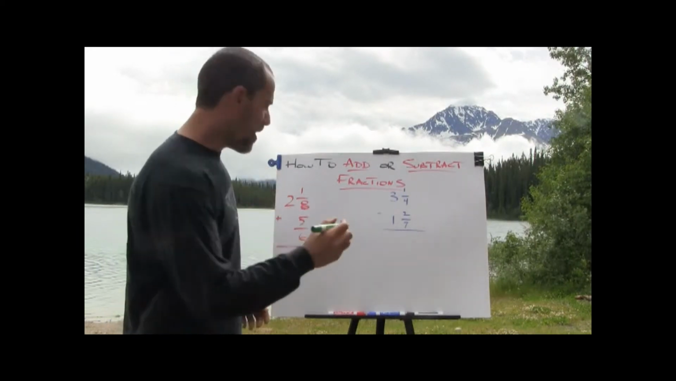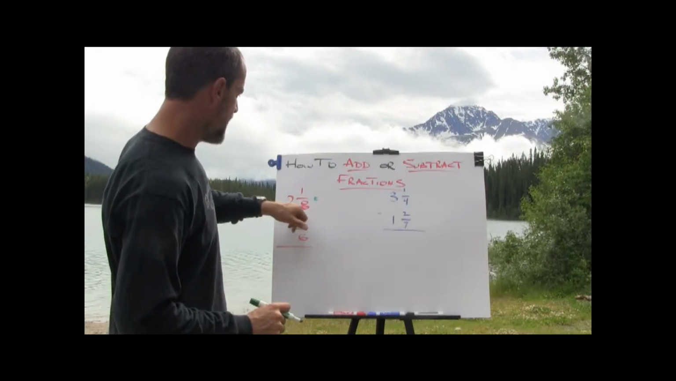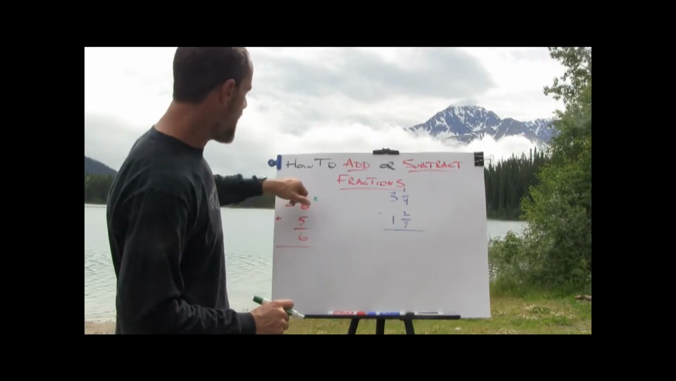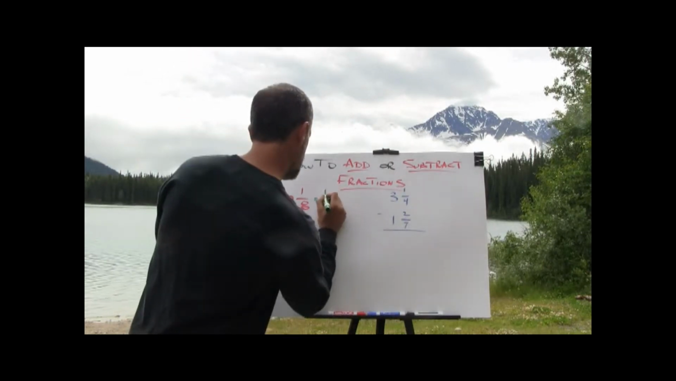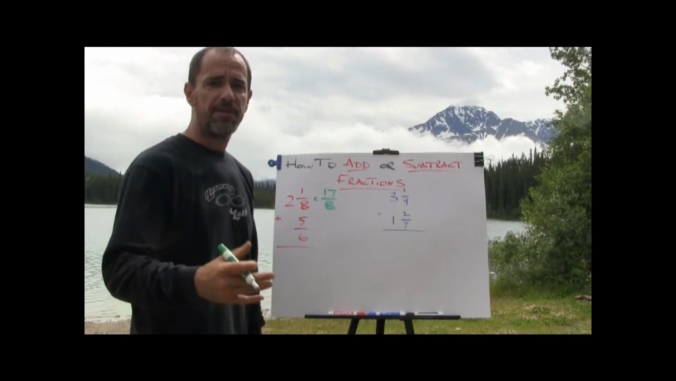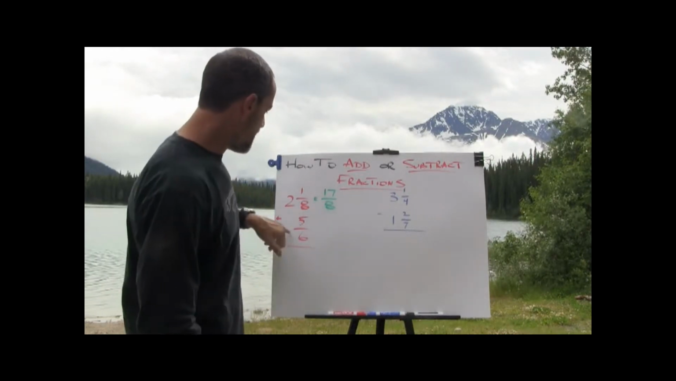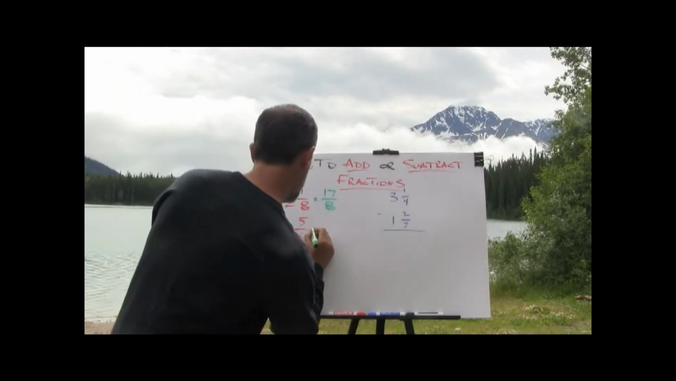2 1/8 is a mixed number. Remember, we're going to multiply the denominator by the whole number, so 8 times 2 is 16. Then we're going to add the numerator, that's 17. That becomes our new numerator, and we're going to keep the denominator the same. Now, 5/6 is already a conventional fraction, so let's just bring it over.